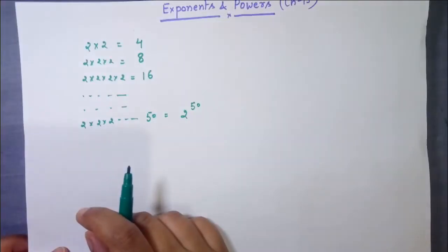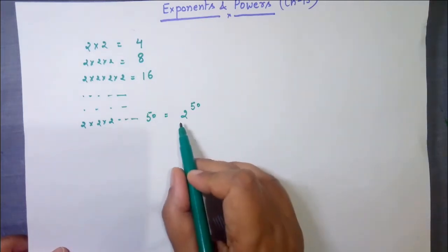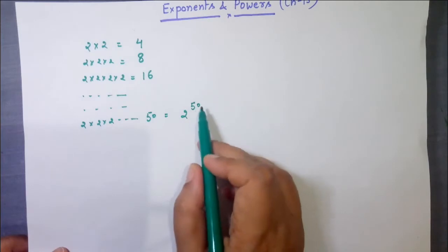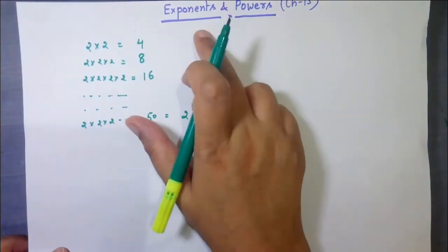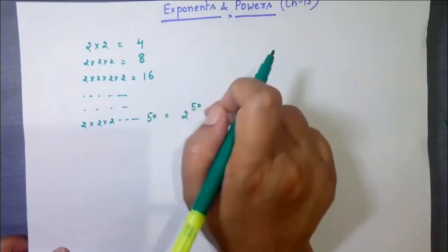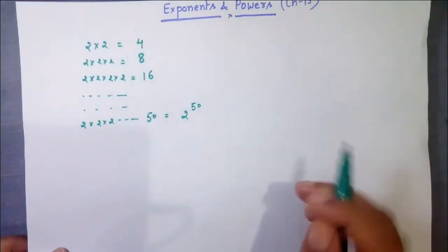So large numbers are very hard to understand and compare, and it's very hard to do any operation on them. Like 2 to the power 50, we cannot add or subtract anything easily on this number. So we use exponents and powers to represent and write them to make them easy.